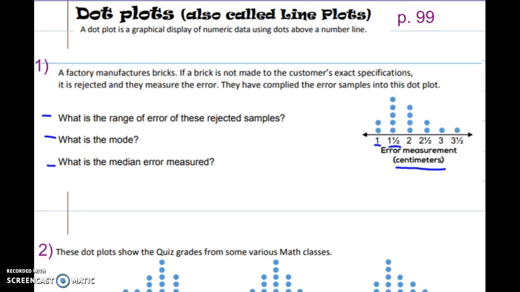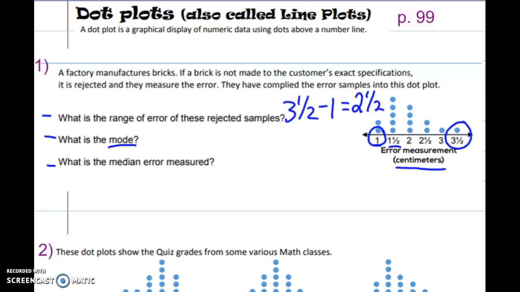The first one is asking you for the range of error of these rejected samples. So remember, the range is the difference between my highest value, which in this case is 3 1/2, minus the lower value, which is 1. And when you subtracted those to get the range, your answer should have been 2 1/2. If you missed it, I need you to show the correct work now.